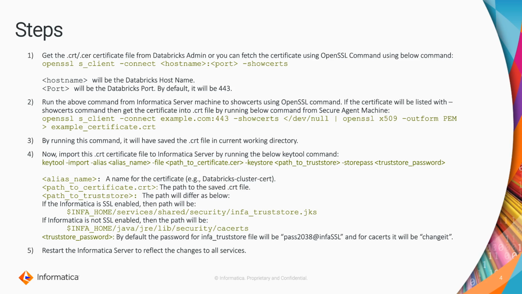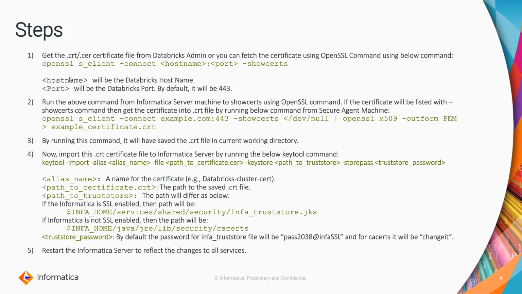Now let's see the steps for how we can fetch the certificate using openssl command and import it to the Informatica server. So if you want to fetch the certificate using openssl command, then run this 1 and 2 command. If you are having the certificate directly from your Databricks admin in the .crt format, then follow the steps directly from number 4. Now let's see how we can fetch the certificate using openssl command.